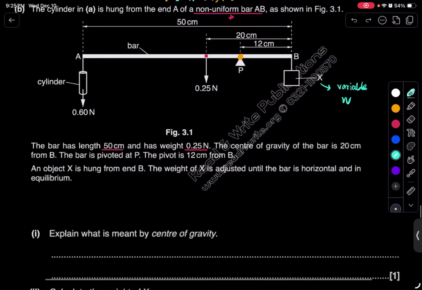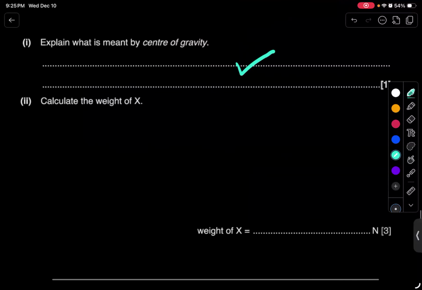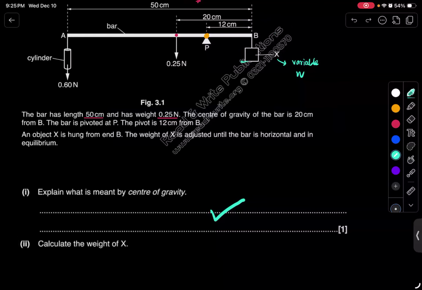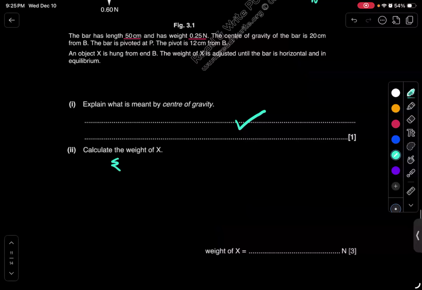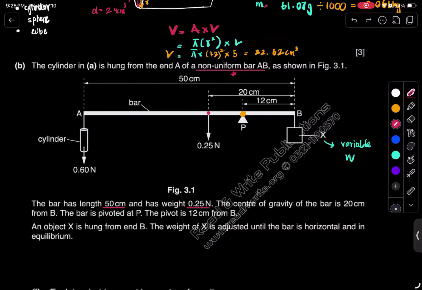Now, explain what's meant by center of gravity. We've done that. Calculate the weight of X. How do we figure out what this weight of X is? It's pretty simple. Always write down first: sum of clockwise moments is equal to sum of anti-clockwise moments. Now, let's check out the anti-clockwise moments. You have the cylinder, and how far is it from P? Let's check it out.